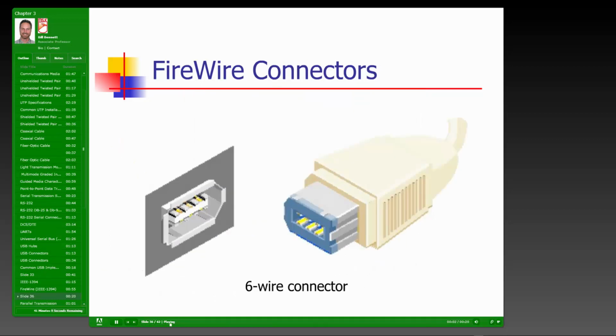And here again a graphic of a FireWire connector on the right, a 6-pin connector with the 6-pin port on the left there. So we should point out too that the connector on the right would be considered to be the male connector, and the port on the left would be the female connector.